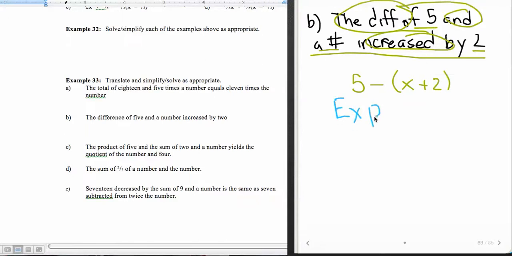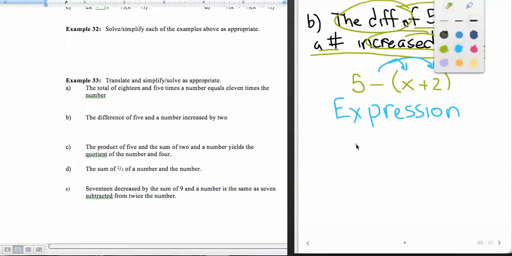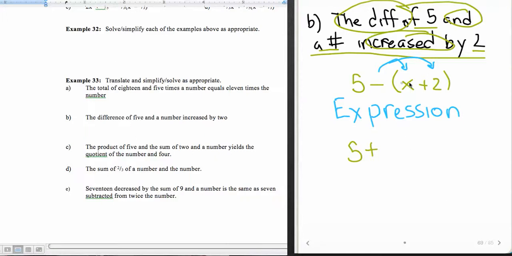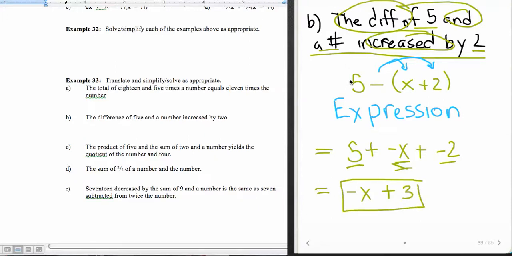Now this translation is an expression, so this expression we need to simplify. So there's our expression translated, and then we're going to have to distribute this to simplify it. So what we have is 5 plus negative 1 times x, which is a negative x, plus negative 1 times 2, which is negative 2. And then from there, combining my like terms, we have a negative x plus 5 plus a negative 2, which is a positive 3. And there's our simplified version, and there's our translated version.